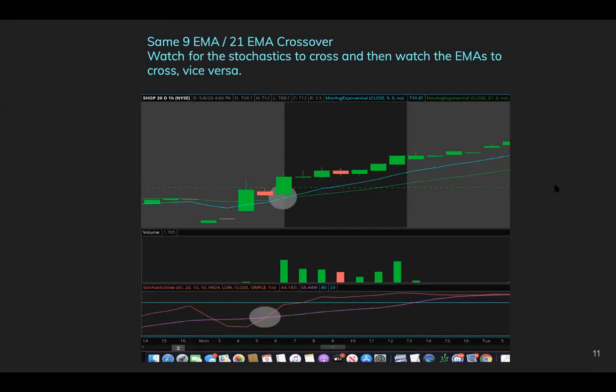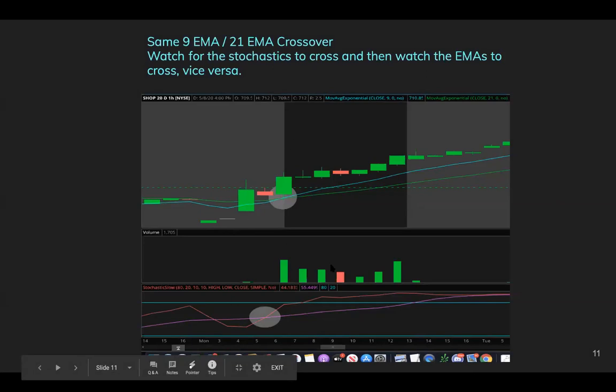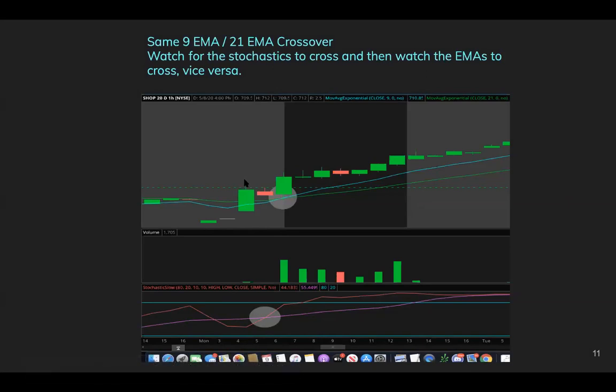Watch for the stochastics to cross and then watch the EMAs to cross, or vice versa, right? Just like in this example too. Same thing. In this case, we had a crossover right before the open, and if you see the top of this wick right here, is that a resistance level or not? Who agrees with me that there were literally two resistance levels in pre-market? You have one here and you have one here. I just didn't make the line for this example, but you have two, right?